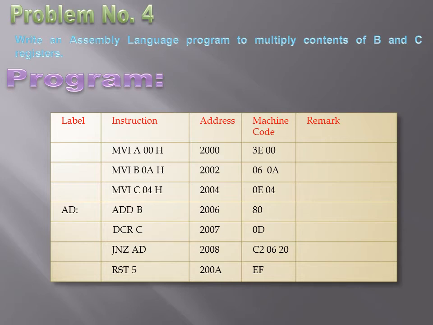So we say DCR C, one decrement takes place in C. Then we check for non-zero, until the C register is 0. We ask the microprocessor to jump to a label, say AD, which means it will go again to ADD B, and it will continue that process till it gets 0. When the contents of C are 0, it comes out and RST 5 gets executed for the halt.